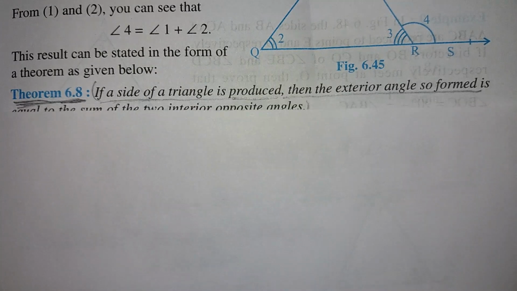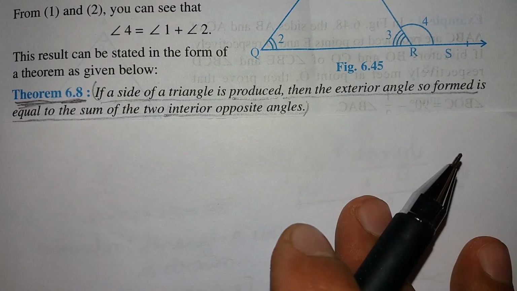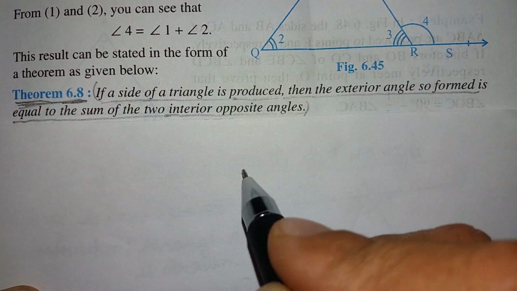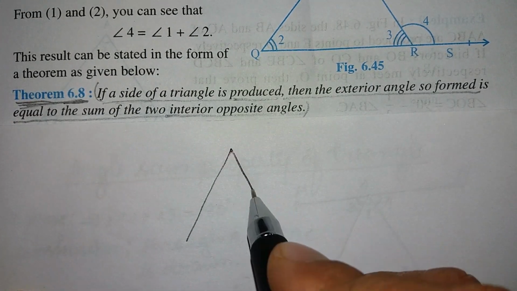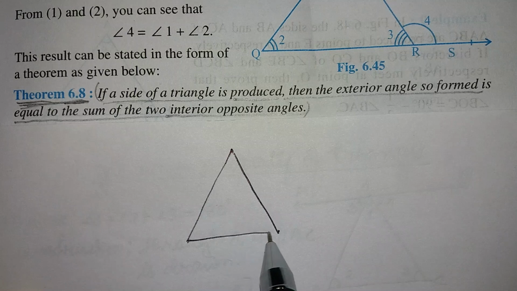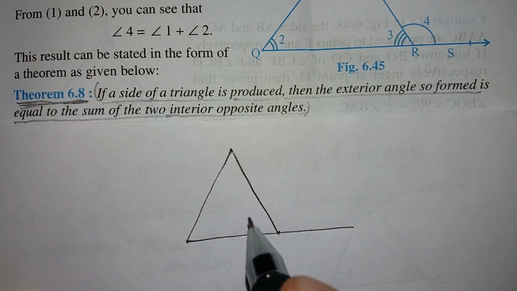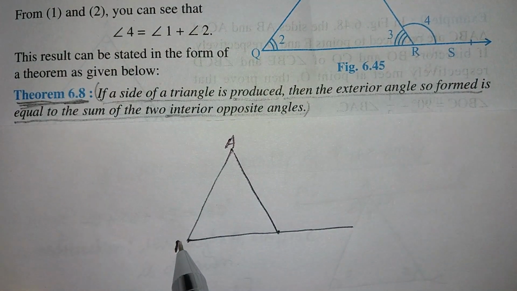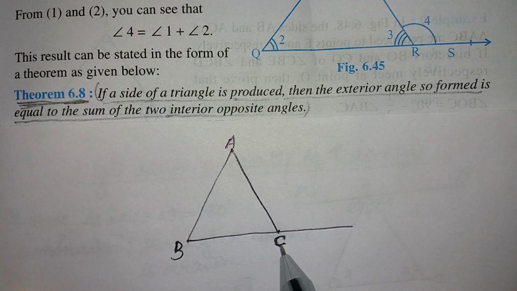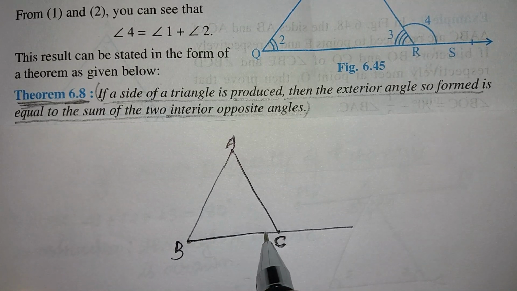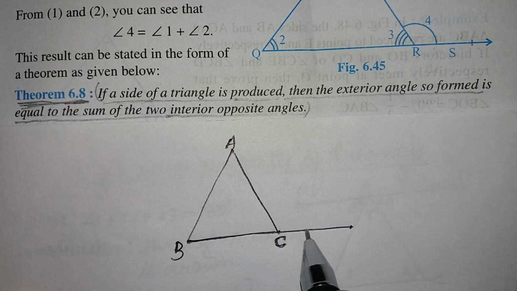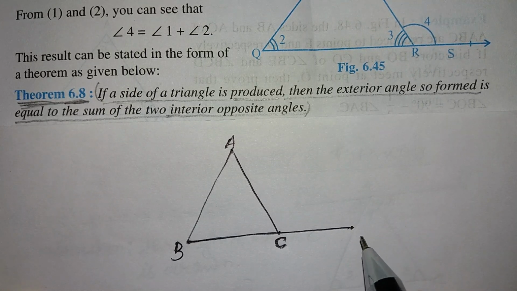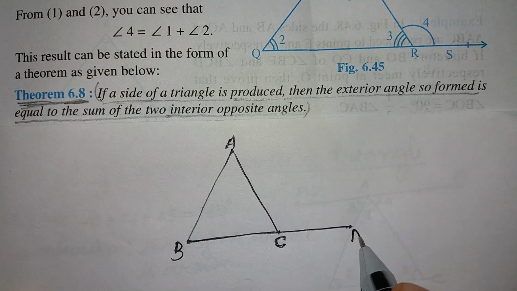Now let me explain this. Let's draw a triangle here. Now let's say this is ABC. Now let's produce this BC. Let's extend this BC side till here. So we have produced this BC side till here. So let's call it ABCD.